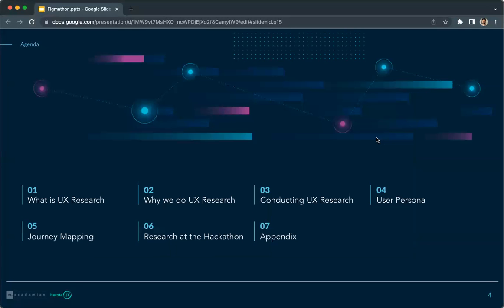All right, in terms of what I'm covering today, I'll give you an introduction to what UX research is, why we do UX research, what the process of conducting UX research looks like, what a user persona is, what journey maps are, and how you can use some of the information I'm sharing throughout your hackathon. And in the appendix, I've added a few resources that you can dig into to read more about research. There's a lot of information there, so if that's a space you want to explore, you can get started through the resources I've shared in the appendix.